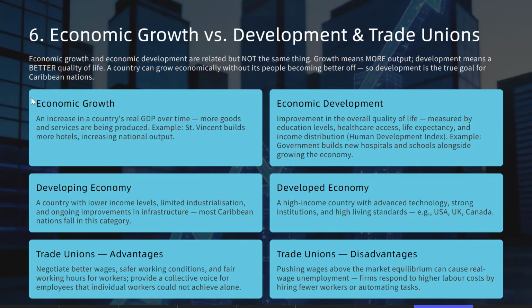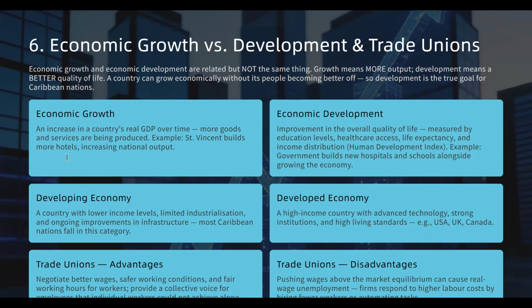Now, which one of these countries has a better standard of living and quality of life? Country A, GDP is 20,000. Country B, GDP is 5,000. Who has the better standard of living and quality of life?